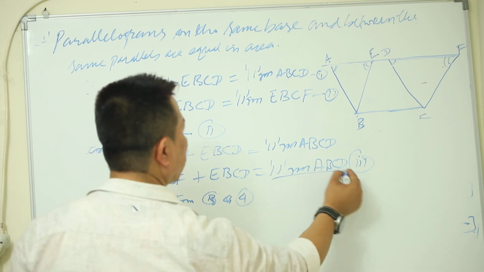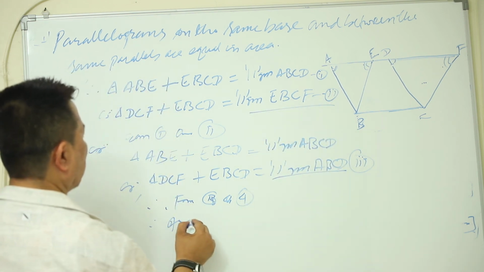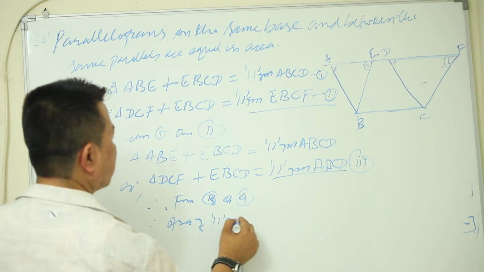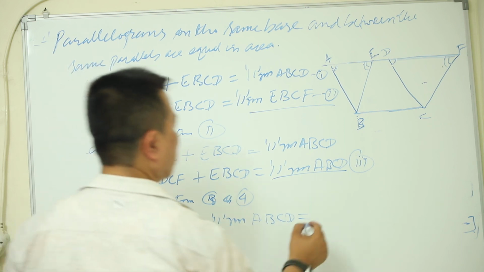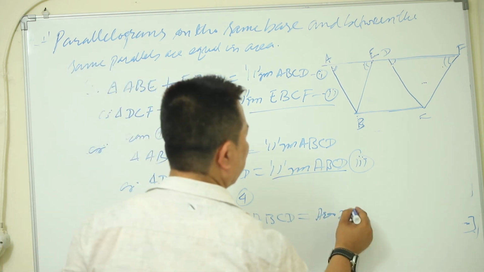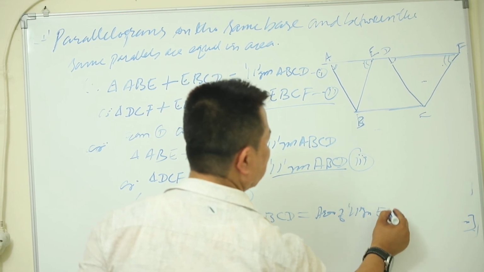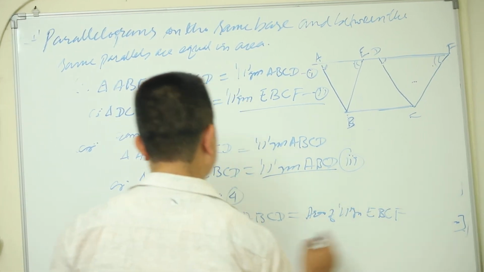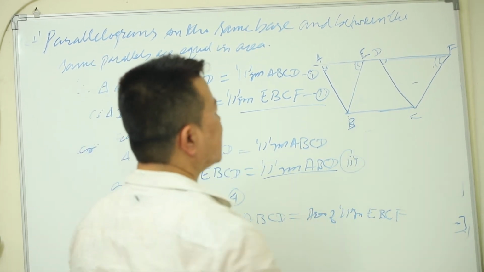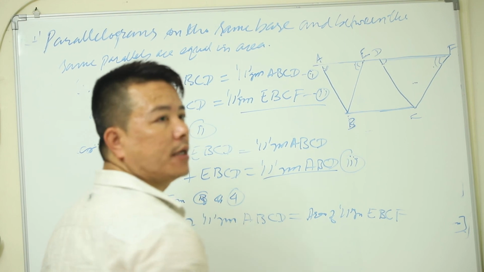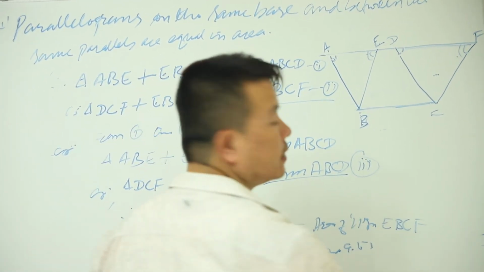So this right hand side and this right hand side are equal. Therefore, area of parallelogram ABCD is equal to area of parallelogram EBCF. So we have proved that two parallelograms, if they stand on the same base and between the same parallels, then their areas are equal. So proved, QED. Thank you.